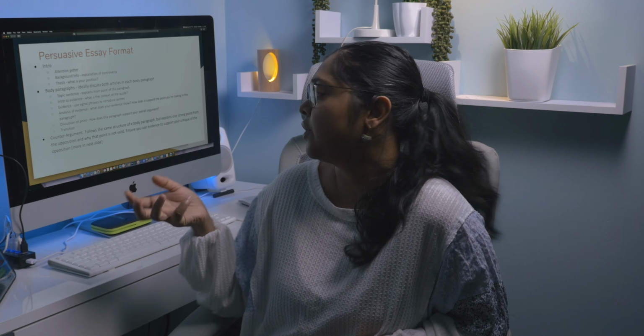It shows that you didn't really deeply think about your topic, or you chose a weak point because you're not that confident in your ability to argue against the opposition. So choosing a strong point and countering that point shows that you're a confident writer and you know your information well enough to go against the opposition in a very strong way.